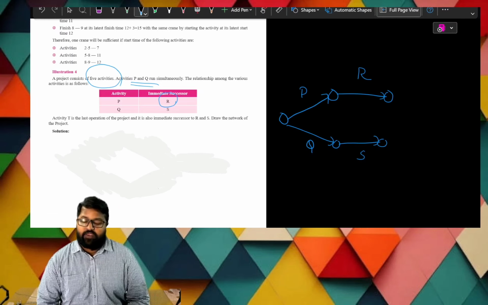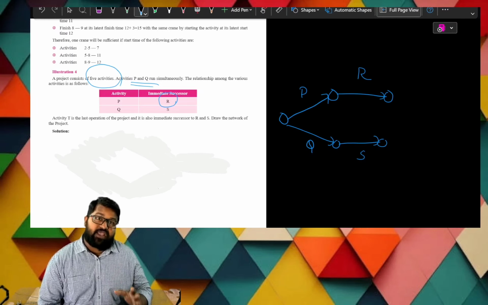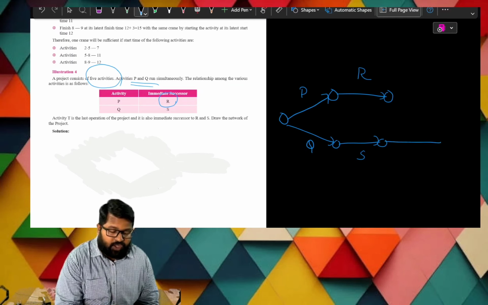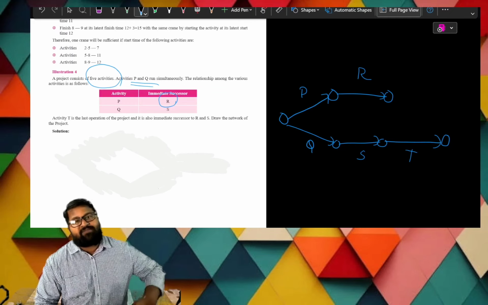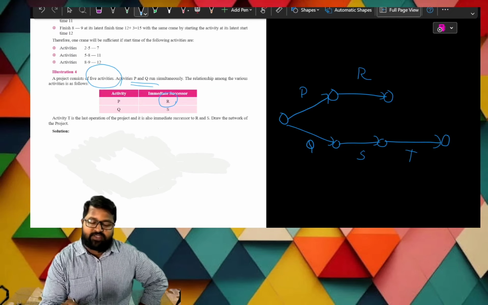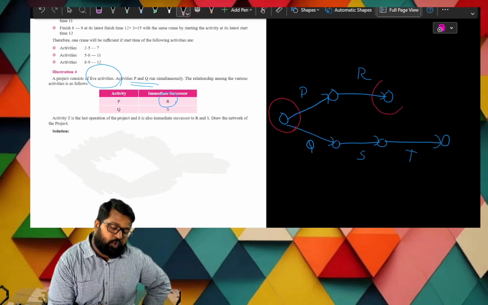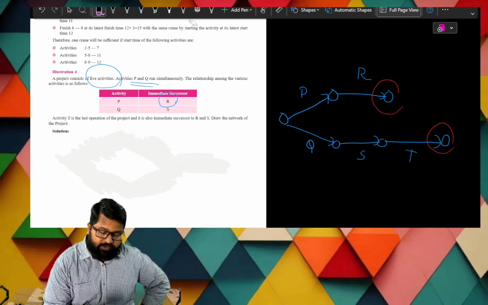Next, T is the last operation. It is also immediate successor to R and S. After the completion of R and S, it will start. So R and S are done, and I'm starting T here. Is the diagram completed? No. Why? Because Q, this is the starting point and there are 2 ending points. Is that right? No, so it is not right.